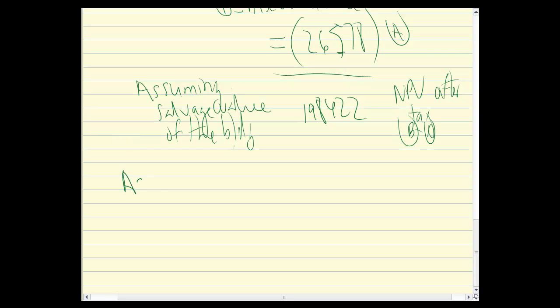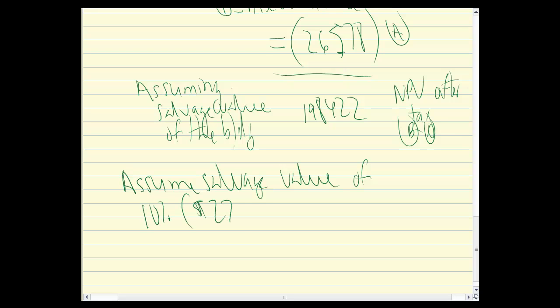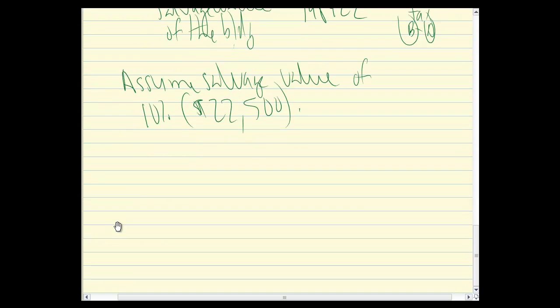So now what we're going to say? Now assume a salvage value of 10%, which is $22,500. Okay? Let's just assume at the end of 20 years, we're just going to tear this thing down and have some steel and concrete and stuff, whatever, it's worth some money for us, okay? What happens then? How does that change the world?